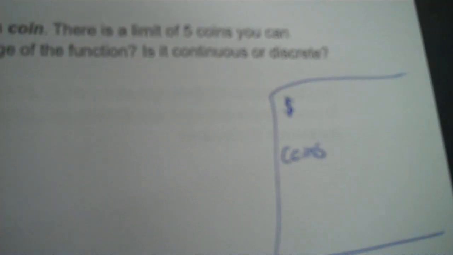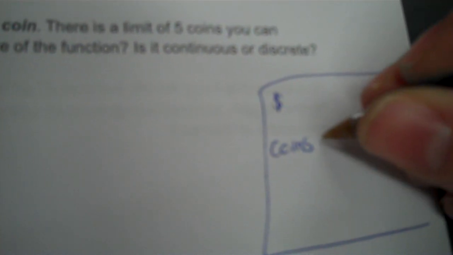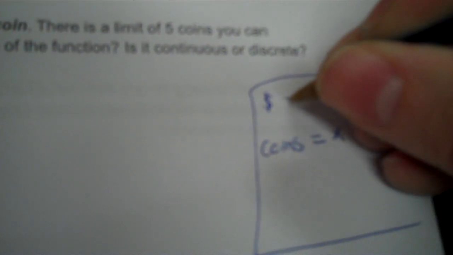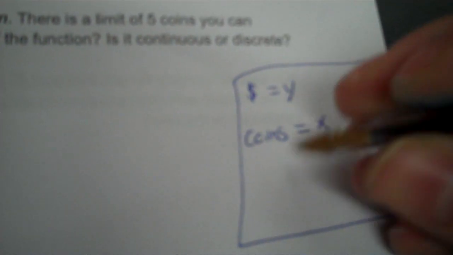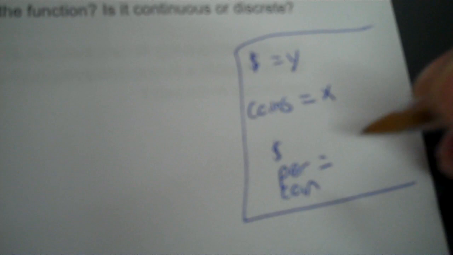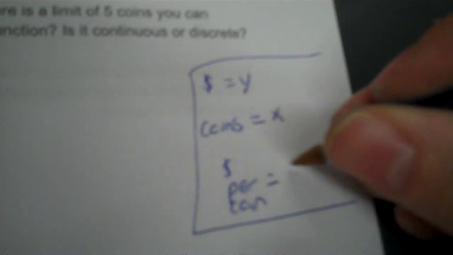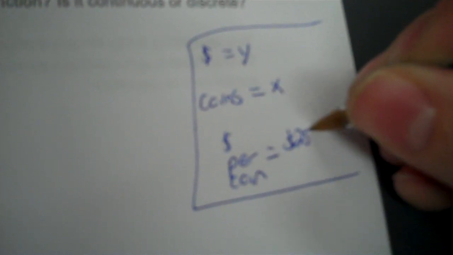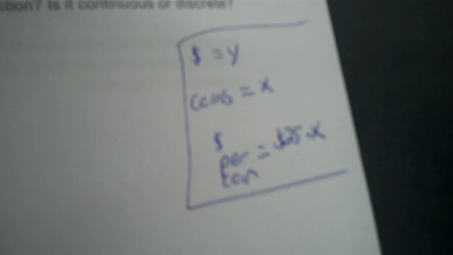Now, if it's a money problem, what you're buying is x, and money itself is always going to be y. Then per, dollars per coin. Don't say we don't know it, because we do. Dollars per coin. That means when you buy one coin, what's the cost? How much does it cost? One coin. It's right there, $25. Okay? Now you can write times x if you want, but you're not making the line.